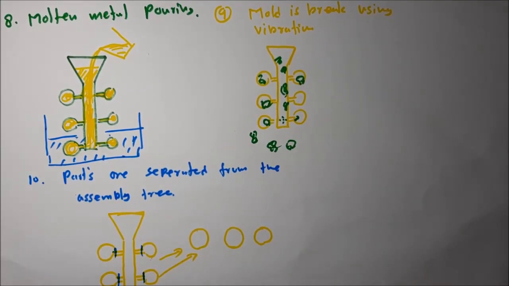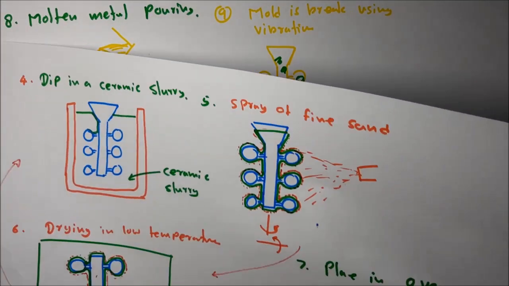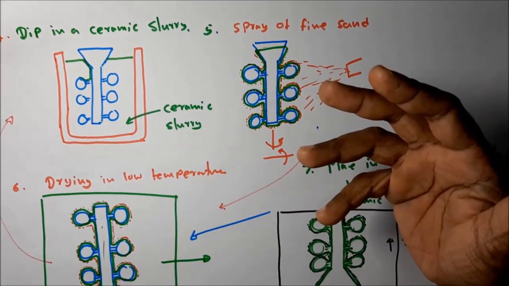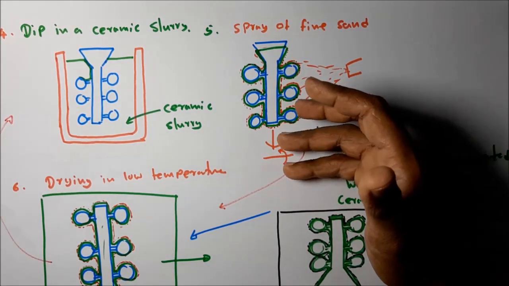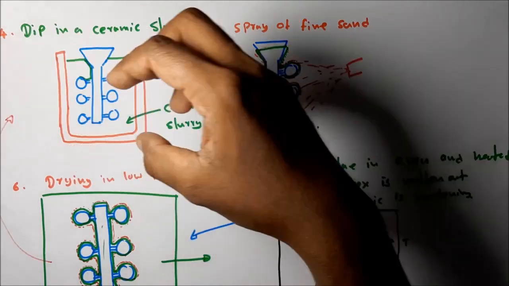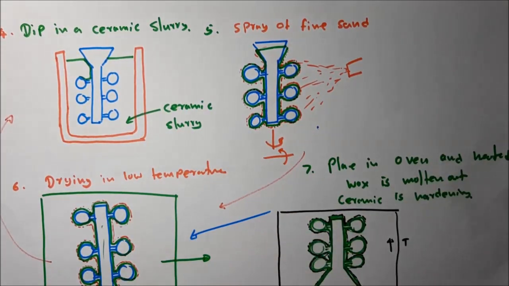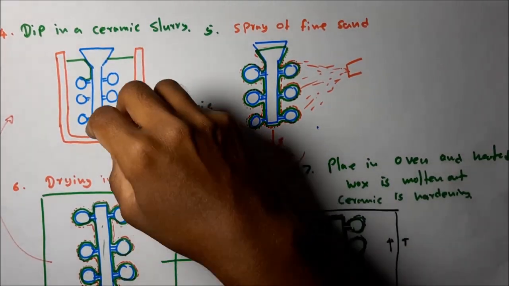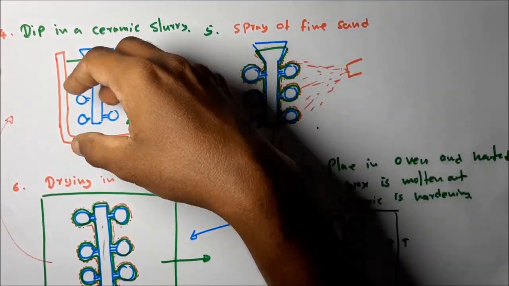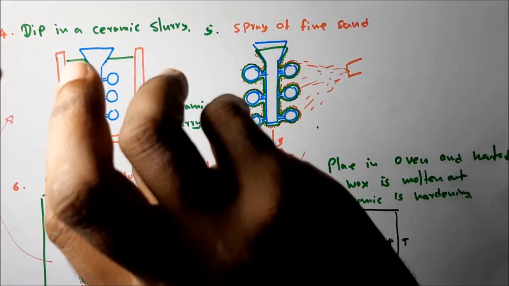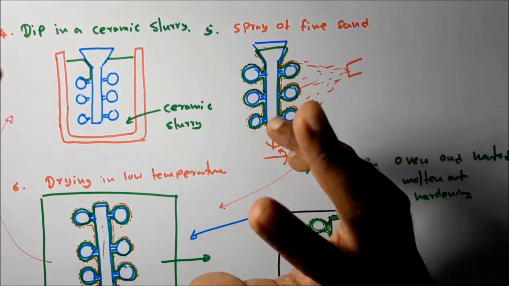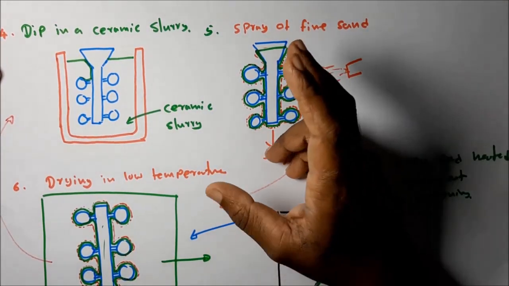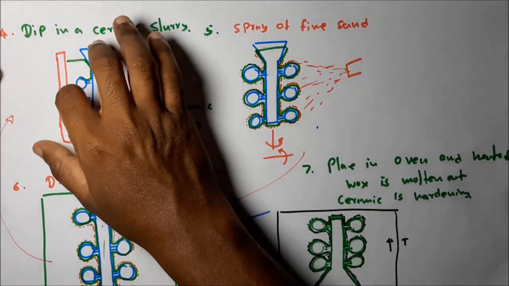Then you can see it has several steps. It also needs very high technical knowledge, and very high-tech equipment is also needed. In some situations, a robot arm is used to rotate this pattern in three dimensions. That means after taking it out from the ceramic slurry, using the robot arm, this pattern tree is rotated in two axes simultaneously to get a uniform thickness layer around the wax pattern.